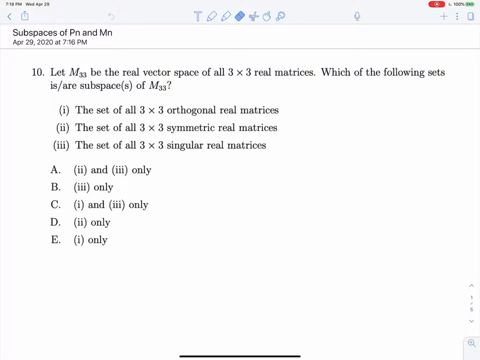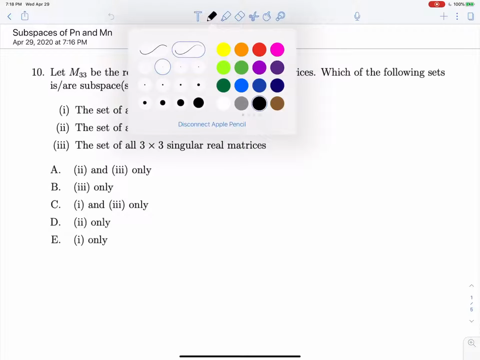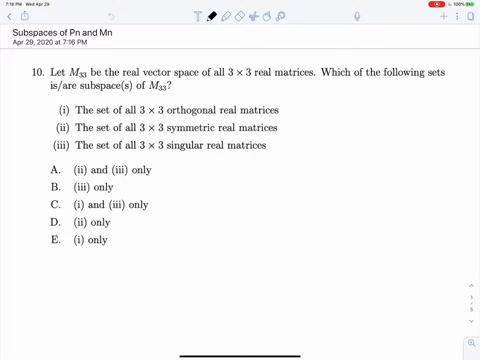Now these subspaces have to obey the exact same rules as our subspaces of Rn, so we have to be closed under vector addition, scalar multiplication, and we have to include the zero vector. So for any two elements of our set, if we add them together, we should get another element of our set, and if we scale any element, we should get another element of our set. And being able to scale by the factor 0 is the reason why we need to include the zero element. Okay, so let's just get going.